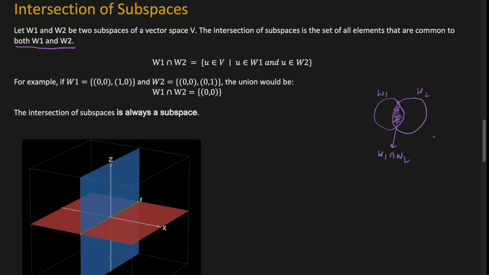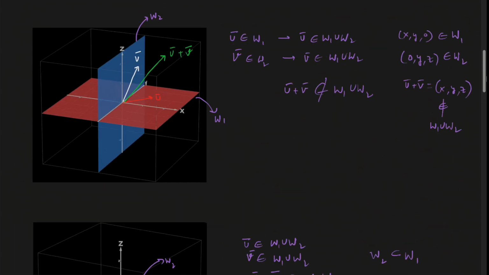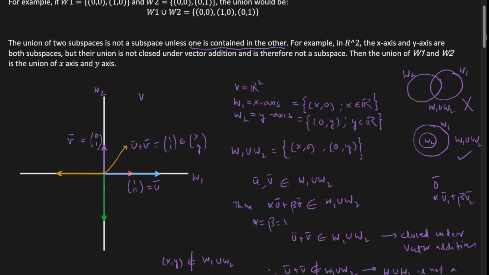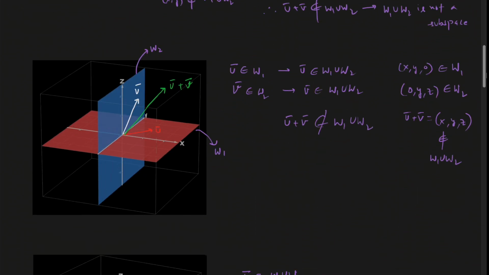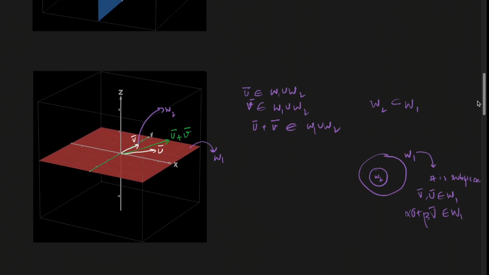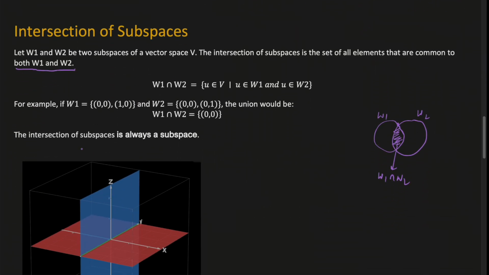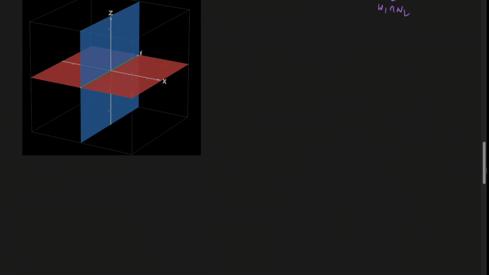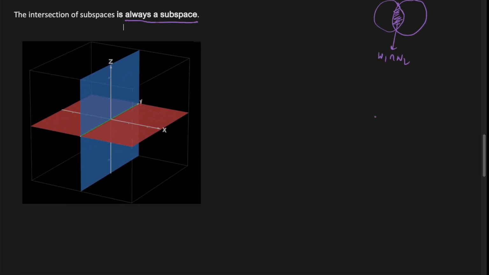One important thing we should notice: the union of two spaces can be a subspace or cannot be a subspace. We have seen two examples where it is not a subspace, and we have seen one example where it is a subspace. But the intersection is always a subspace. Now, why is it always a subspace? We first need to prove it, right? We need to prove that it is always a subspace.